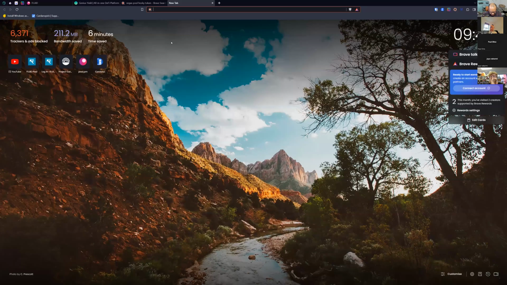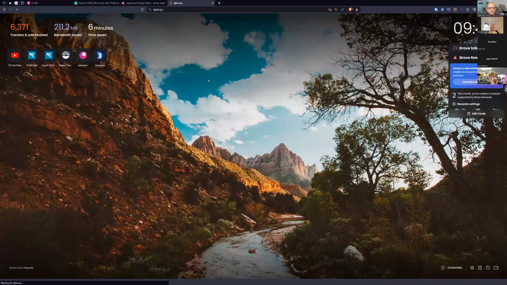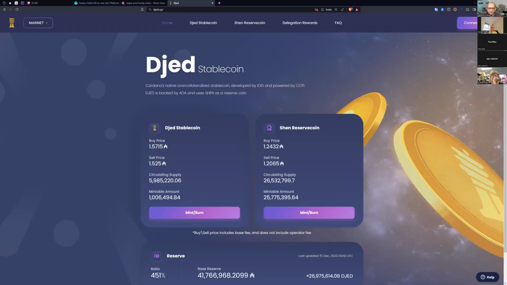Of course, there's the JED platform itself where you can actually do the minting and the burning. So if you are looking to get in at the ground level of the token, you can see here you have the ability to mint or burn the JED side of the equation, or you can mint and burn on the Shen side. Shen is the volatile side, so that will move up and down in price to a far greater degree than the JED portion.